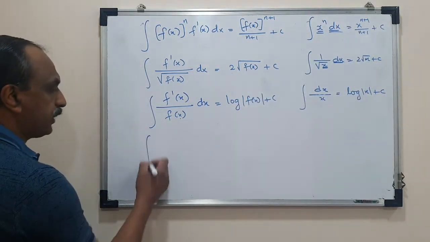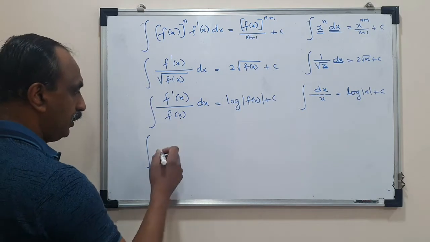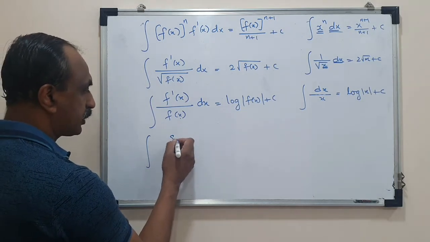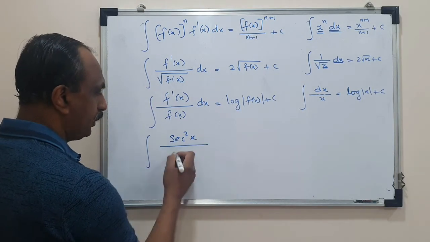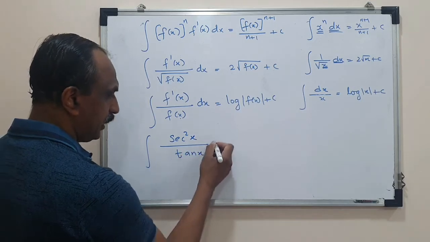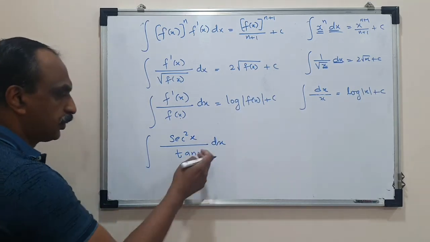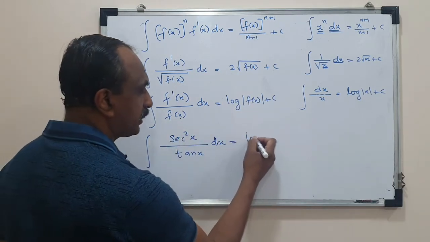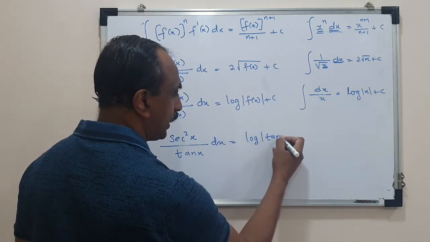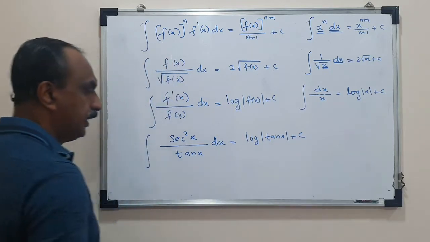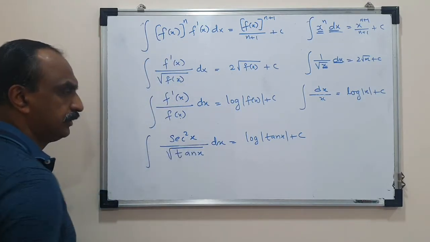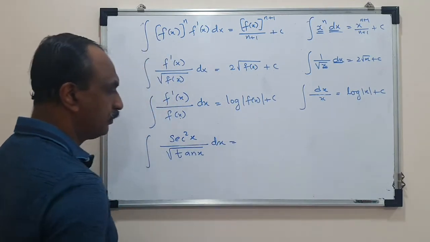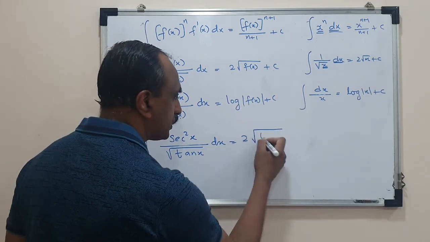If I want to calculate, let's say, sec square x upon tan x dx. So this is like x, this is like its dx. So I can directly write log of modulus tan x plus c. Suppose if there is a root here, then my answer will change to 2 root tan x plus c.